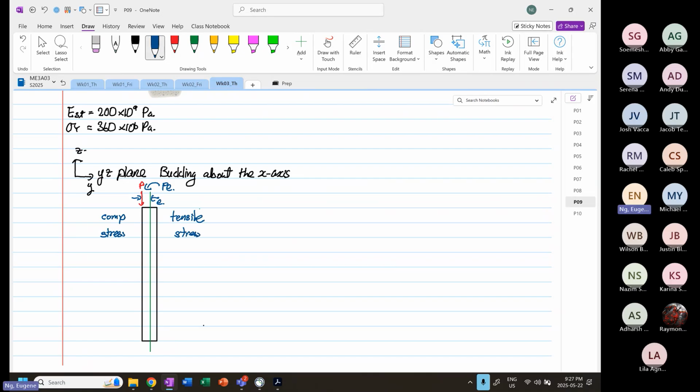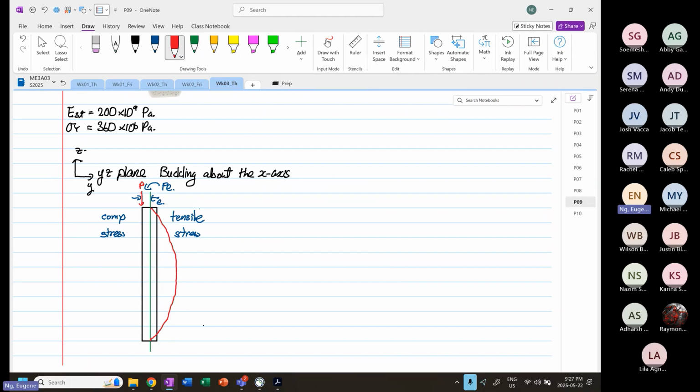Okay. So we know that this structure will buckle. Okay, we know the deformation, it will look like this. We are aware of that. Okay, right?